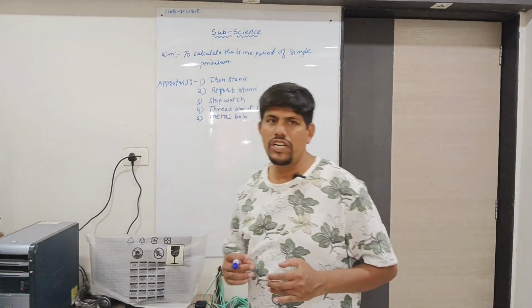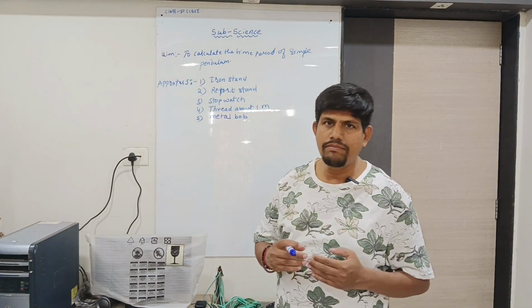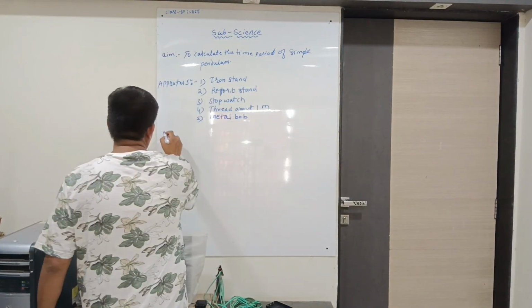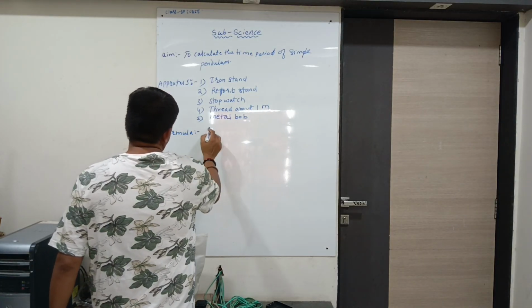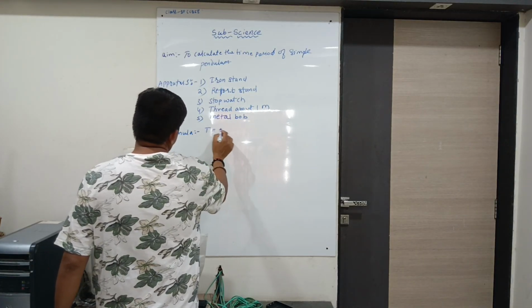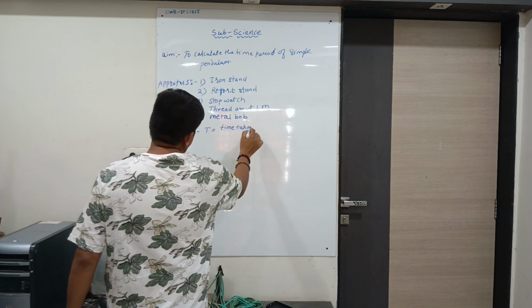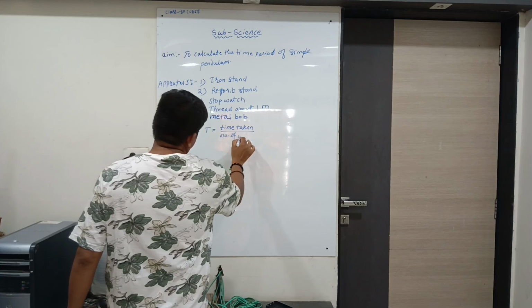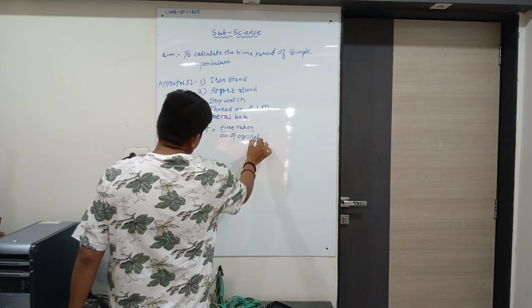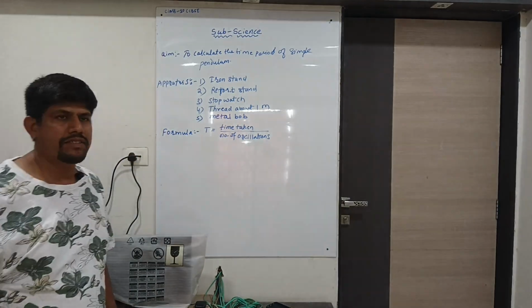What formula are we using here to calculate the time period of a simple pendulum? The formula is T equals time taken divided by number of oscillations.